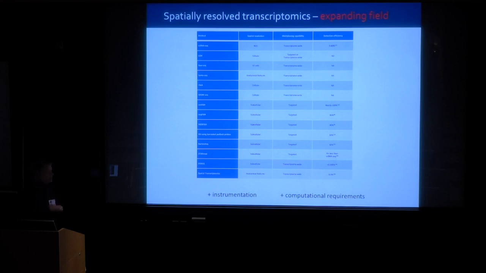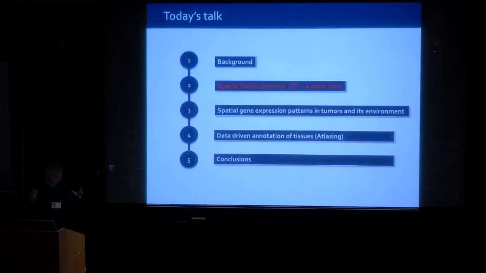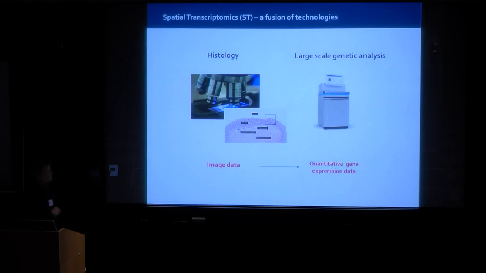That's the key markers. But what people kind of forget is that you have to have instrumentation, and you have to build up quite sophisticated computational infrastructure to get these technologies working. So in this context, we developed something that we call spatial transcriptomics, which is addressing some of these issues.